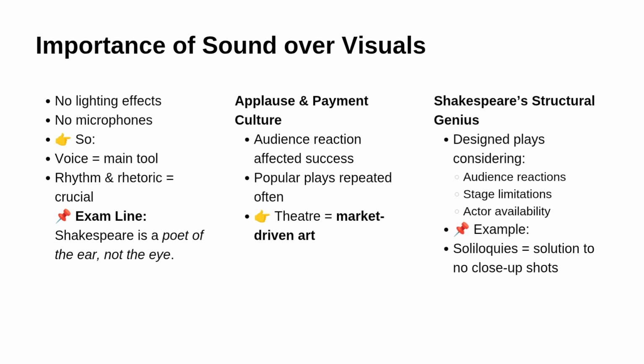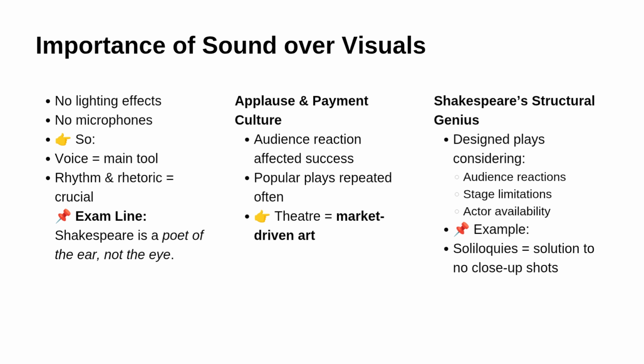Actors had to speak clearly, loudly, and expressively so that even people standing far away could hear and understand them. Along with voice, rhythm and rhetoric were also very important. The musical quality of language, especially in verse, helped to create emotion, emphasis, and dramatic effect. This leads to a very important exam line. William Shakespeare is a poet of the ear, not the eye. This means his plays are meant to be heard and experienced through sound rather than seen through visual spectacle.